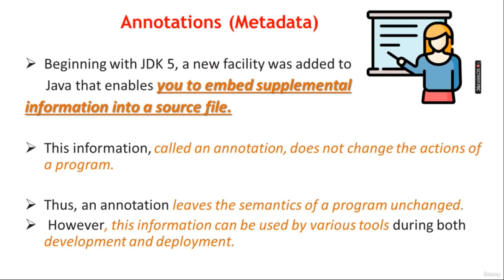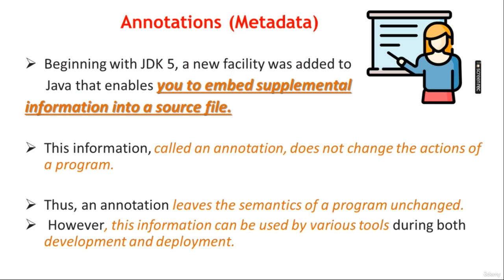Now we will see the third topic of this session, that is annotation, metadata, data about data. Beginning with Java 5, a new facility was added to Java that enables you to embed supplemental information into a source file. It was added after Java 5, and it adds supplementary information to your Java source code file, that is the .java file.